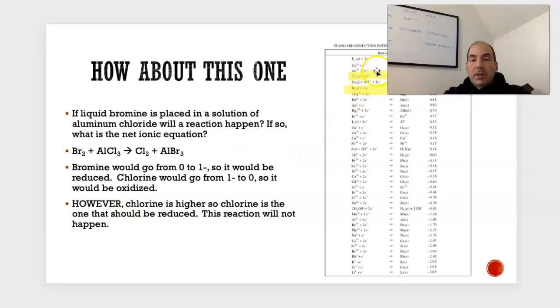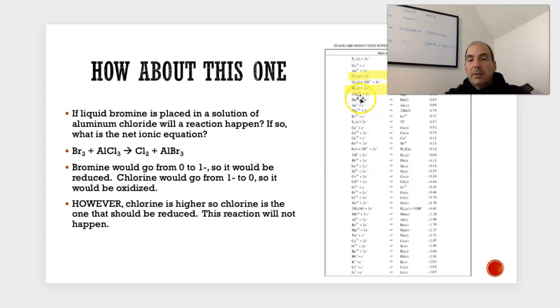So now we're working up here. We're comparing chlorides and bromides. Okay, so we know we're starting with liquid bromine, adding it to aluminum chloride. So the bromine should replace the chlorine in theory. So we get chlorine out, aluminum bromide. So bromine is going from 0 to -1. Bromine is being reduced. Chlorine is going from -1 to 0.